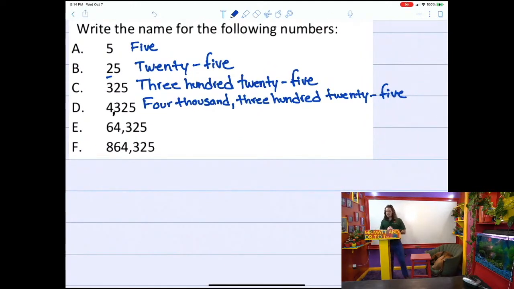For E, now we have 64,325. So we still just have another digit of the thousands. We're not adding another comma yet because we haven't gotten past the 3 number block, the second set of 3 zeros in the numbering system. So we'll just start with the description of thousands. So we have 64 thousand, but notice 64 is a tens and a ones digit, so we have to hyphenate. So we have 60 hyphen 4 thousand. There's a comma in the number after the 4, so we have to put a comma in the number name after the 64,000.